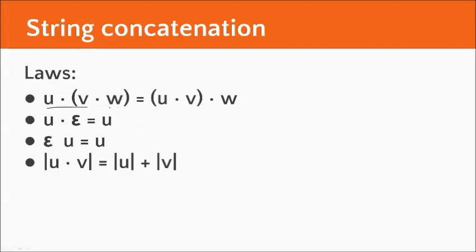Okay, these are the laws. u dot b, so b dot u equals u b. Okay, we have the u here. The empty string times u is equal to u, and u times the empty string is equal to u. So the length of u and b is equal to the length of u plus the length of b.